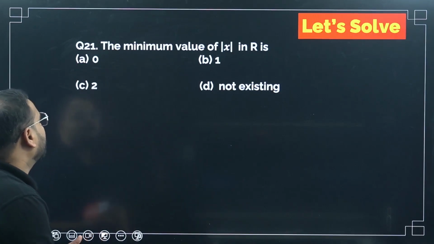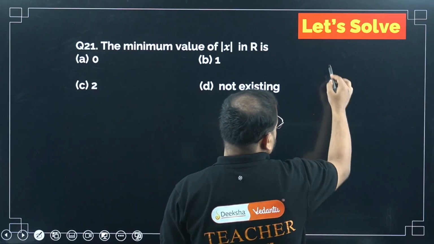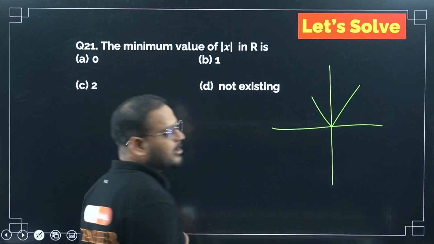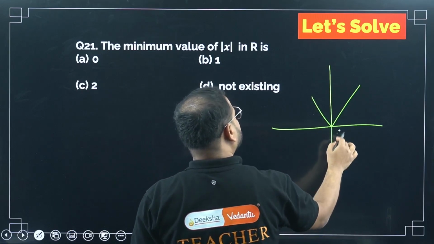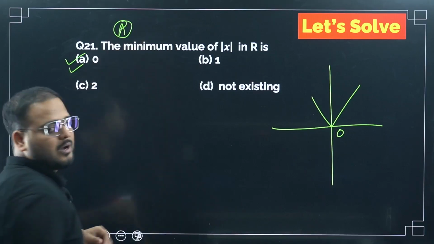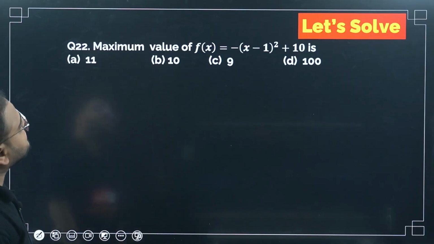Now, the minimum value of mod x. Some MCQs; I explained this to you. Mod x is like this. The minimum value at this point is 0. Answer is A, 0. Moving on. Maximum value of f(x).